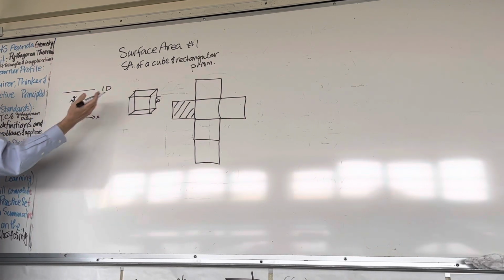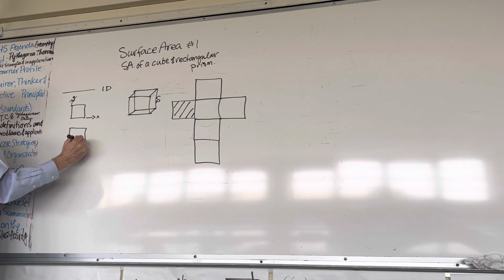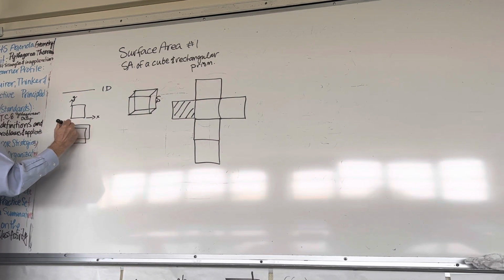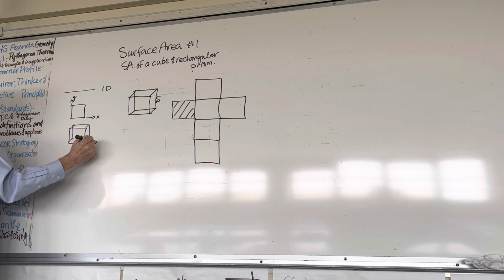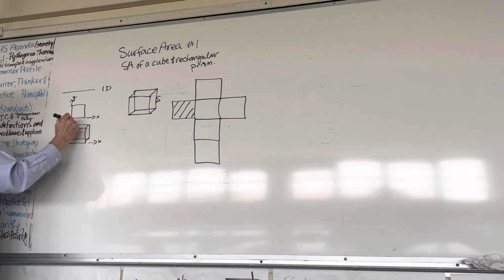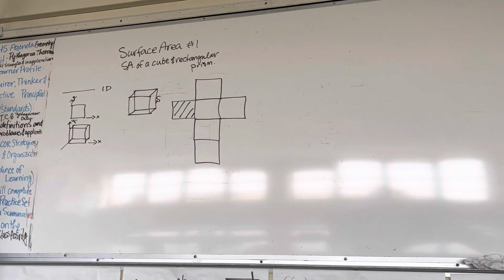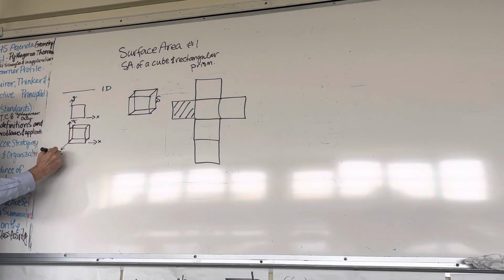And for a 3-dimensional shape, let's go to a cube. This one has the X, the Y, and the depth. Is it the depth or the width? I hope you're saying Z.